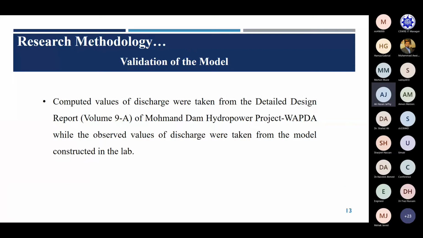Validation of the model was done. Computed values of discharge were taken from the detailed design report of the hydropower project, while the observed values of discharge were taken from the model constructed in the lab.